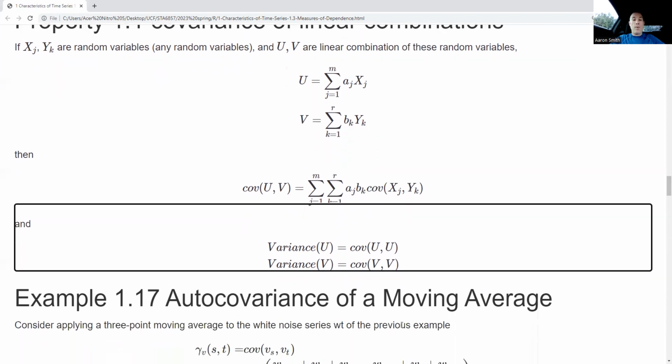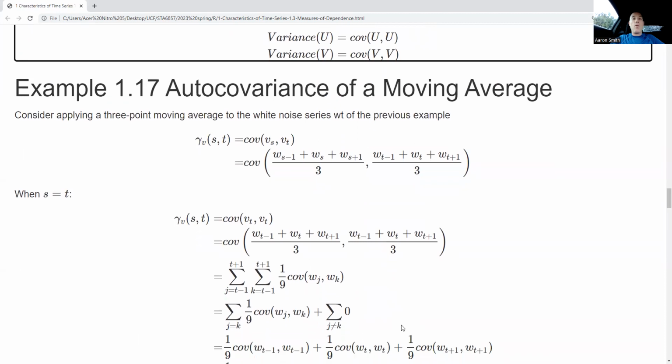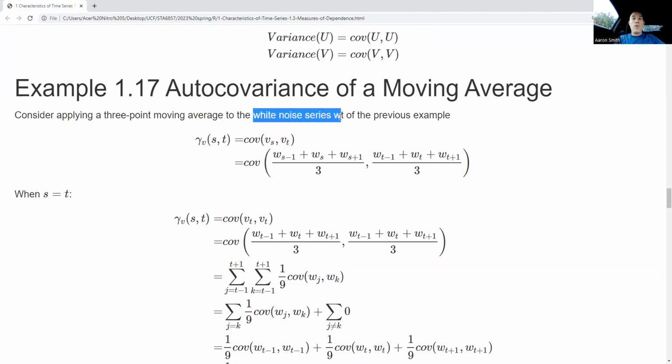All right. Let's take a look at the autocovariance of a moving average. So once again, I'm going to take a time series and average over 3 points. Here we're going to be using our white noise time series from the previous example. My covariance of my smooth time series at times s and t is just going to be, replacing v sub s with its definition and v sub t with its definition.